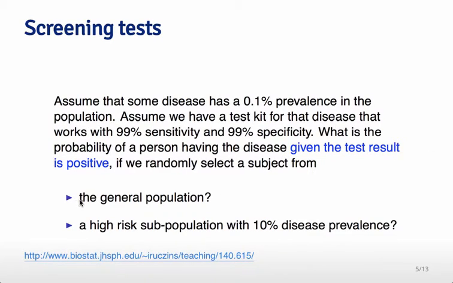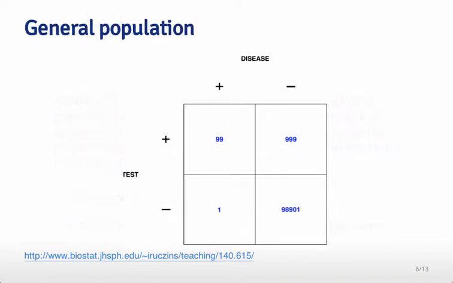You can consider two different cases. One, in a general population, in other words, a population where there's a very small chance that you have the disease. Another case is one where 10% of people have the disease, so the disease is much more prevalent. Let's look at how that changes your positive predictive value.